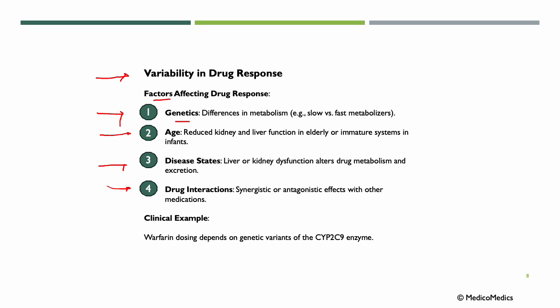Additionally, drug interactions can modify effects. Some drugs may enhance or synergize. Others may inhibit, antagonize each other, altering efficacy or safety. A classical clinical example is warfarin, where dosing must be adjusted based on genetic variants in the CYP2C9 enzyme. This enzyme influences how quickly the drug is metabolized. So understanding these variables helps personalize therapy and, of course, minimize adverse outcomes.